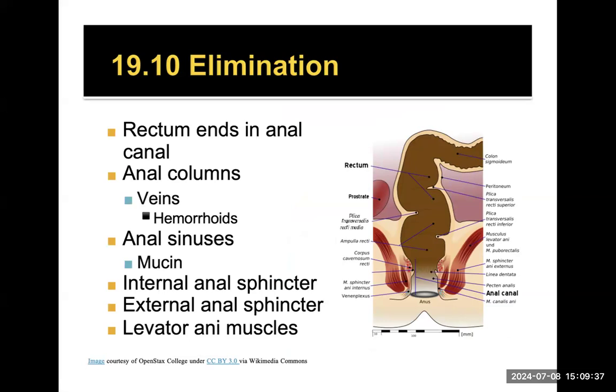The rectum ends at what we call the anal canal, which is going to be innervated with veins that, when irritated, could be hemorrhoids. Then you also have an anal sinus, which is full of mucin to ease movement. It's going to be controlled by an internal and external sphincter, which basically means that you have no ability to control this, but a lot of ability to control that. And then also it's going to be lined with the levator ani muscles.